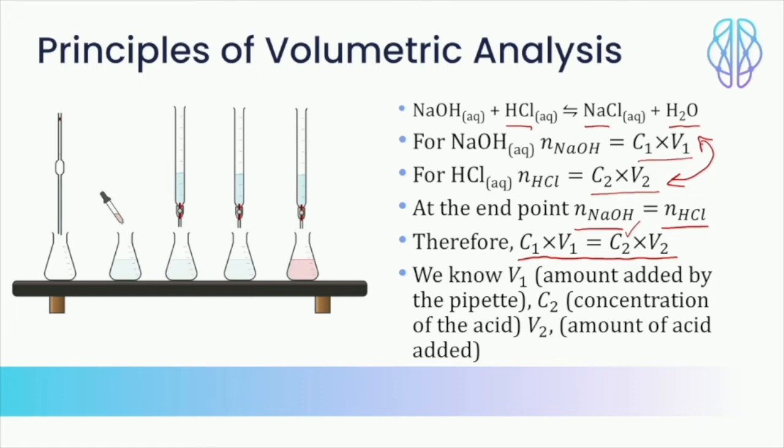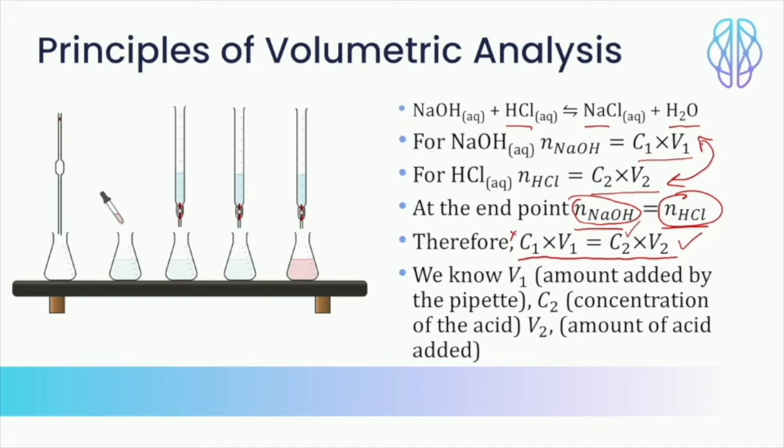V2, that is the volume of hydrochloric acid that you added to the beaker such that the moles of sodium hydroxide equals the moles of hydrochloric acid. That's how much acid you've added. So you also know V2 because you added it. C1, I gave you that beaker and I told you to find the concentration. You don't know that yet. You do not know that.